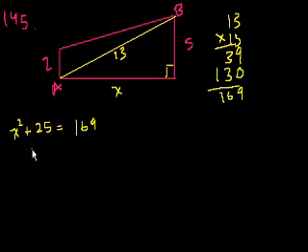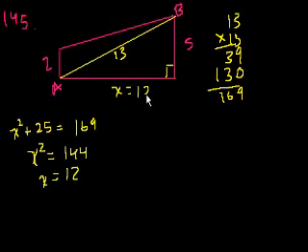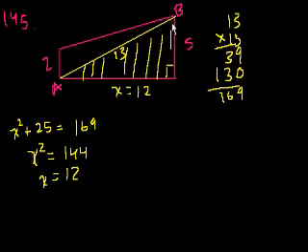Subtract 25 from both sides. You get x squared is equal to 144. That tells us we're on the right track. We got a perfect square. So x is equal to 12. It's very easy to figure out the area of this part of the trapezoid, right? It's just the base times the height times 1/2. So it would be 12 times 5, which is 60, times 1/2. So this would be 30, this area here.